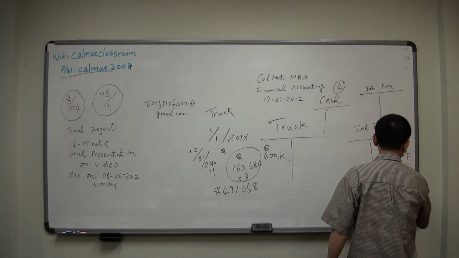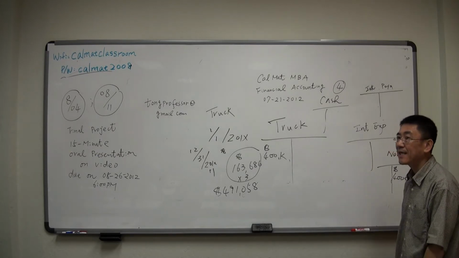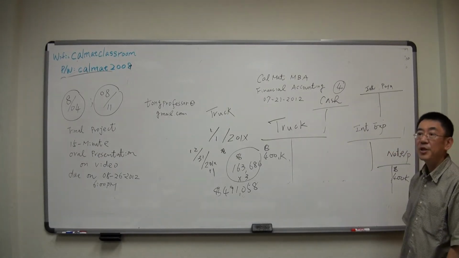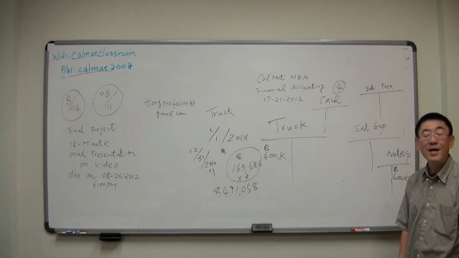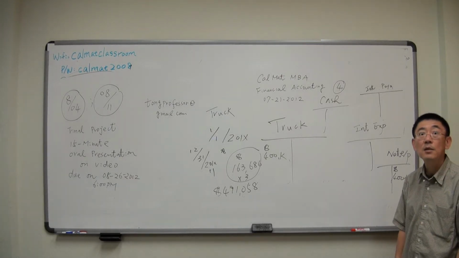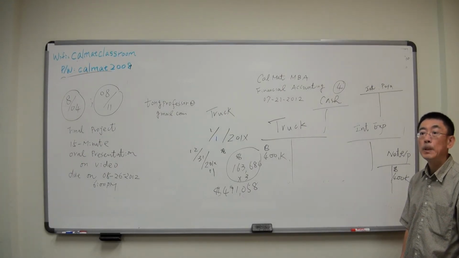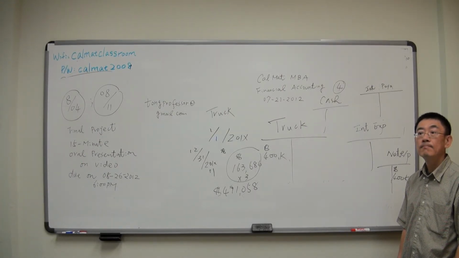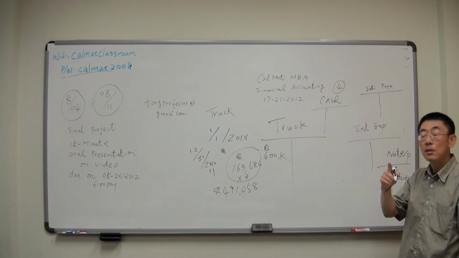Okay, for the first year, you pay 163,686. At the end of the year, you pay 163,686. How are you going to do? Pay cash. Credit cash. Louder. Credit cash.